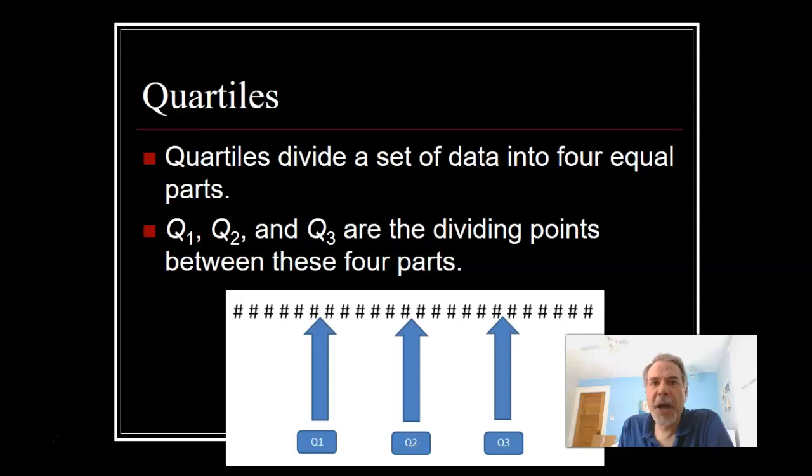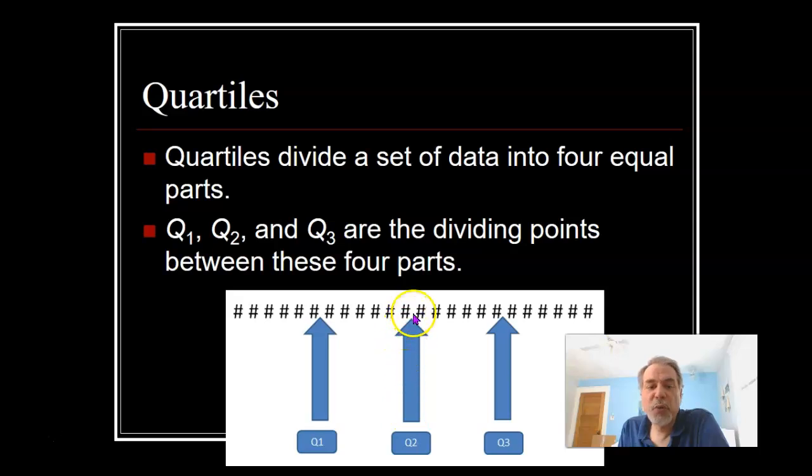So instead of having a bottom half and a top half, you have a bottom quarter and a lower middle quarter and an upper middle quarter and a top quarter. And so the dividing points, there are three of them, and we call them Q1 and Q2 and Q3. So those are the quartiles. And Q2 is the same as the median.